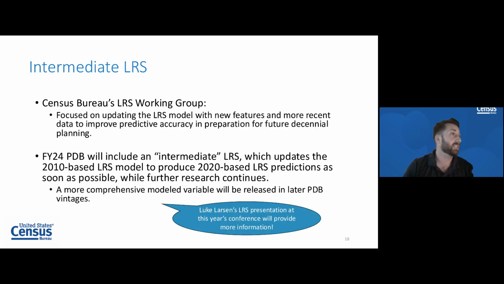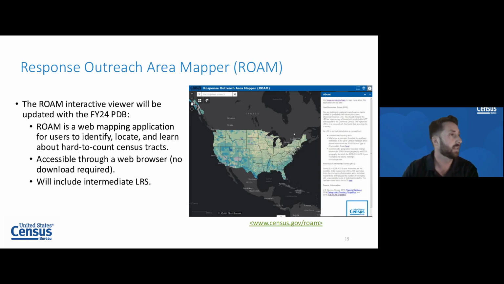We'll be releasing the intermediate LRS, which is an updated LRS model that the LRS working group at Census has been working on. This includes new variables, new geographic interactions as well. So it's updated from the previous LRS. So you'll learn more about this at Luke Larson's presentation, which is part of this session. So please stick around for that. He'll give you some of the updates on what's changed compared to the previous LRS. But we will be releasing that on the next planning database vintage.